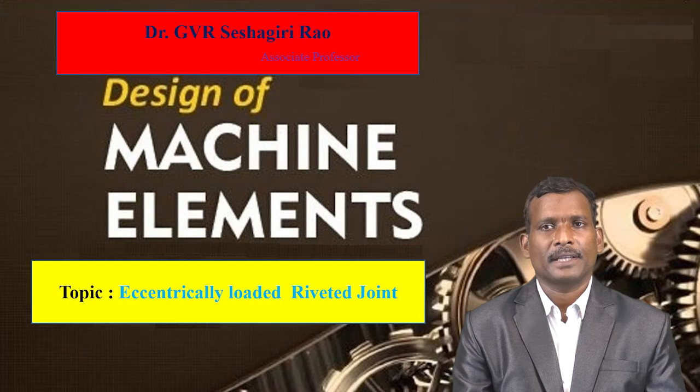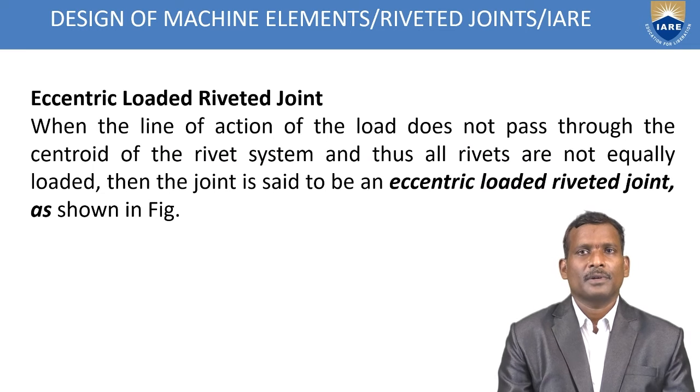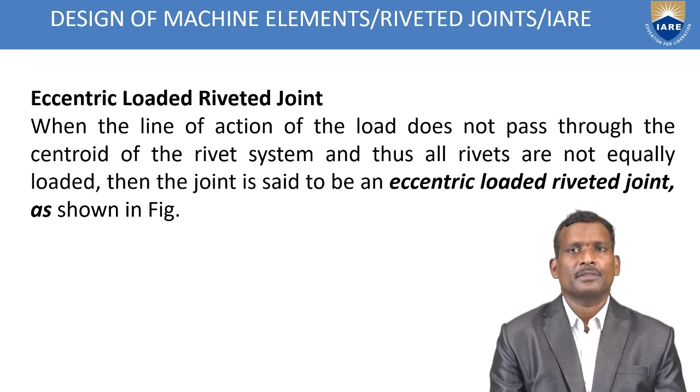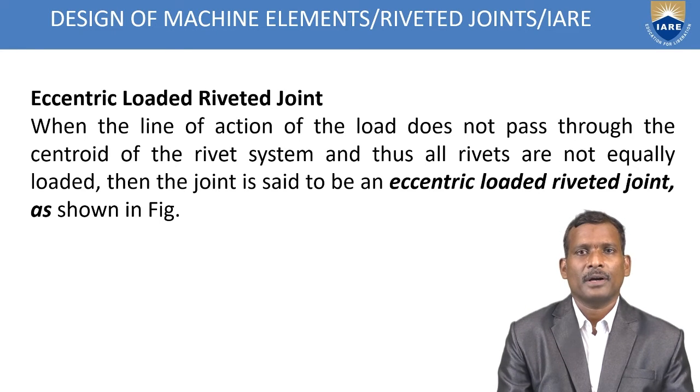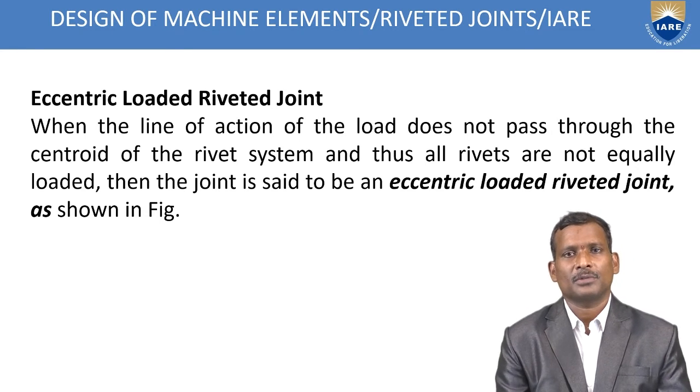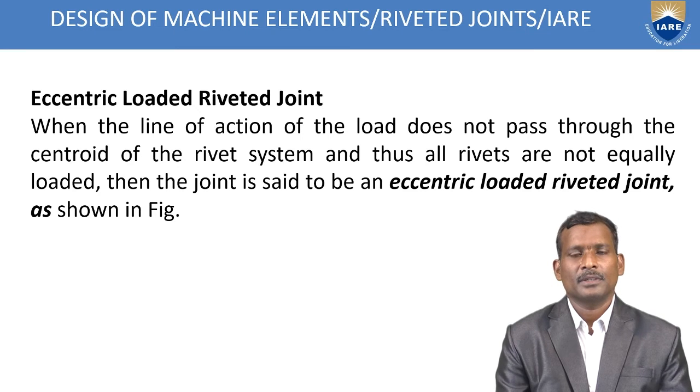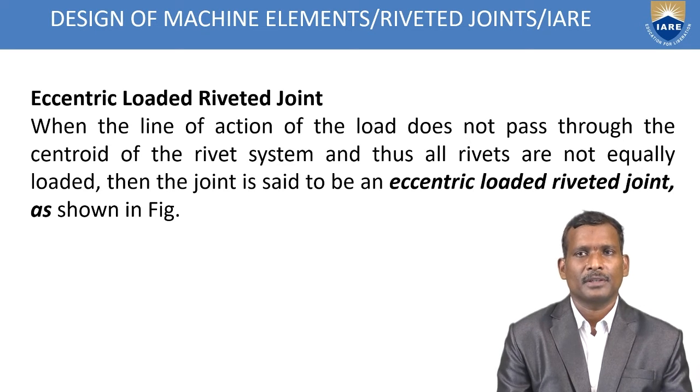When an eccentric load acts, first of all, an eccentrically loaded riveted joint means the line of action of the load does not pass through the centroid of the rivet system. The line of action of the force does not coincide with the center of the rivet system, so all rivets are not equally loaded. Then the joint is said to be an eccentrically loaded riveted joint.